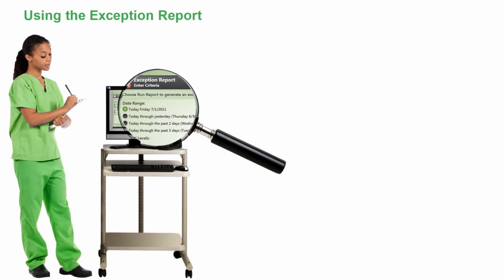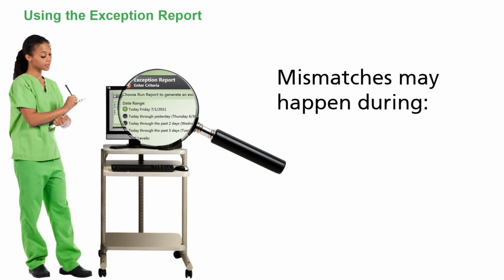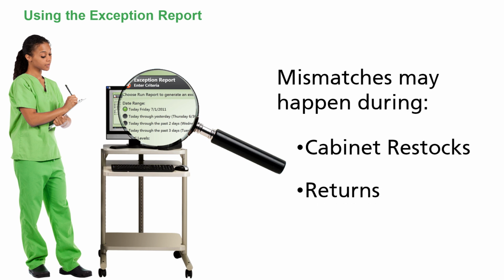Use the exception report to find item quantity mismatches. Mismatches could include a cabinet restock where all items that were picked from CSM were not stocked to the destination cabinet. Returns to the pharmacy where all items removed from a patient care area or cabinet were not returned to CSM. Or during a moved stock, all items removed from CSM were not stocked back to CSM.